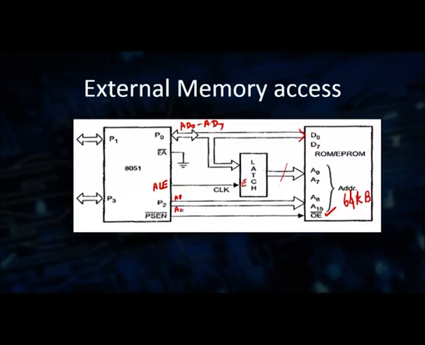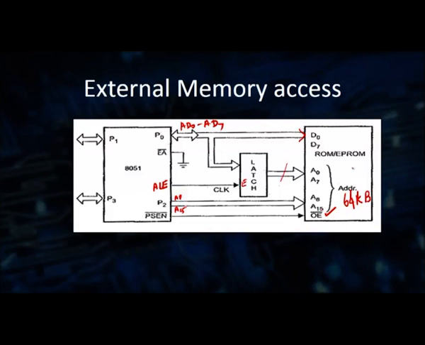The remaining addresses, A8 to A15, are available in port 2, so directly you can connect A8 to A15. Then the PSEN, which is program store enable, an active low signal, is connected to the output enable signal.